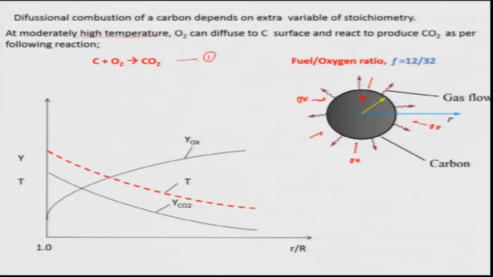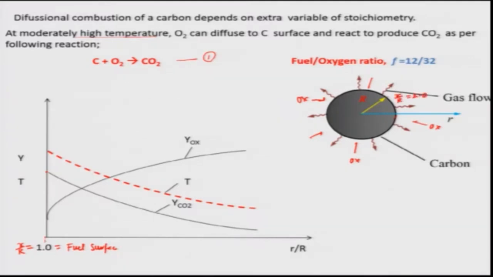As a result, if the carbon dioxide is formed here, then it will be maximum here, and then it will be diffused to the atmosphere. As a result it will be decreasing along with that. And this is r by R equal to 1, and this is the point, and this corresponds to the fuel surface at this point. So, this is r, and this is basically r by R equal to 1.